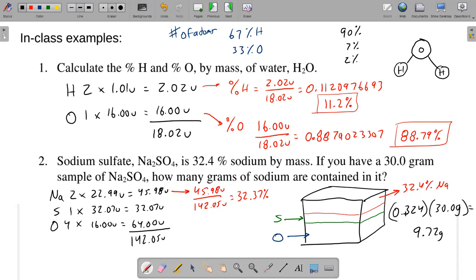So I don't know, there's some other ones on here. We'll just do one more of them, and then you can do the rest for practice. So number 3, what percent by mass of magnesium bromide is magnesium? Let's see. I've got to get a new page.